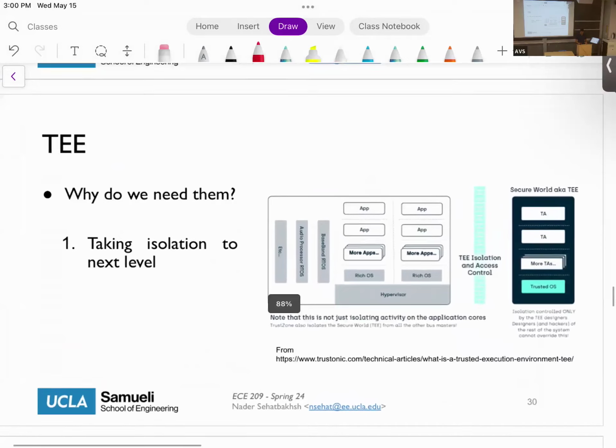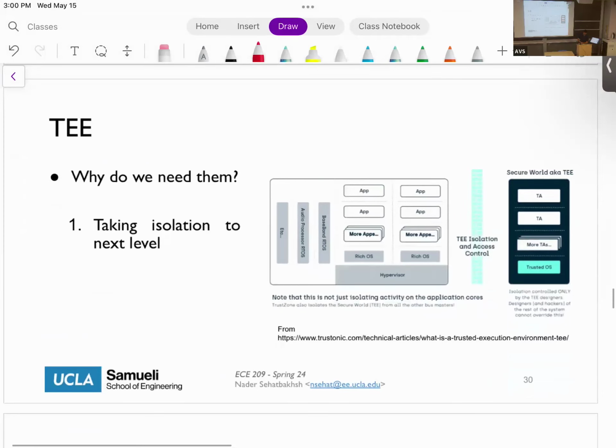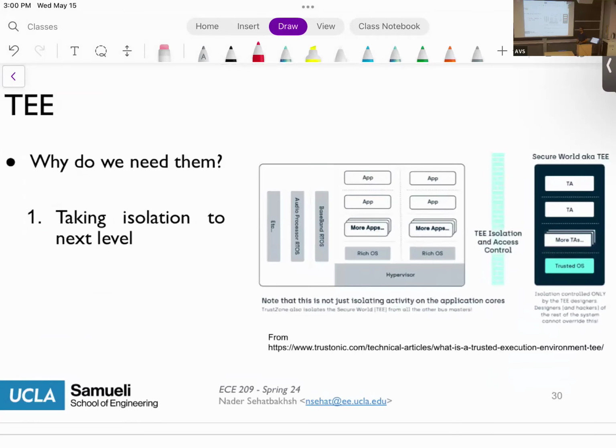All right, so the last thing I want to talk about today is trusted execution environments. And again, I want to mostly talk about TEEs from an implementation perspective. Some of you may have heard about TEEs in the past and know how they work. For those of you who don't know what a TEE is, essentially think about TEEs as taking isolation to the next level.